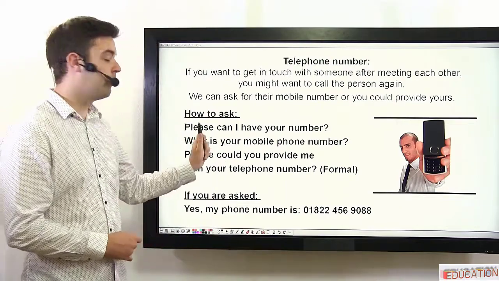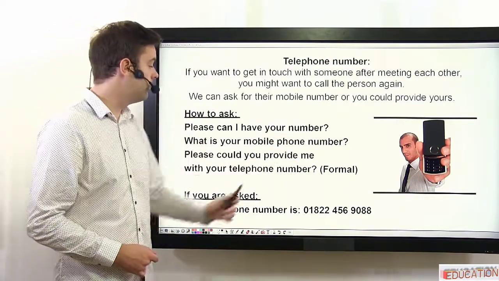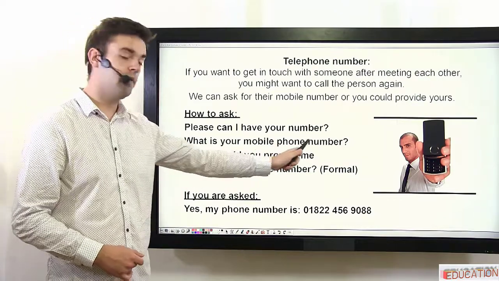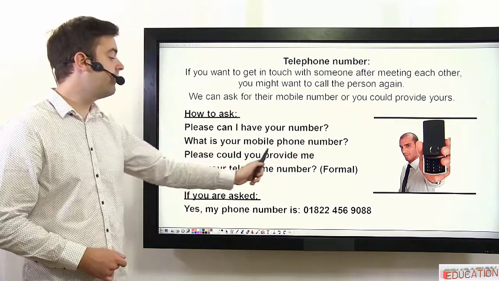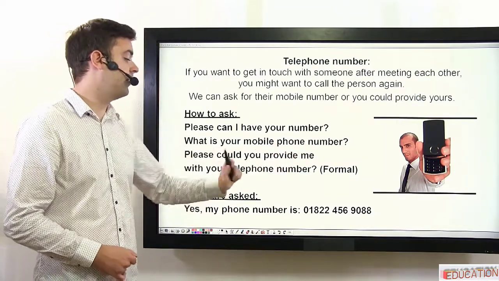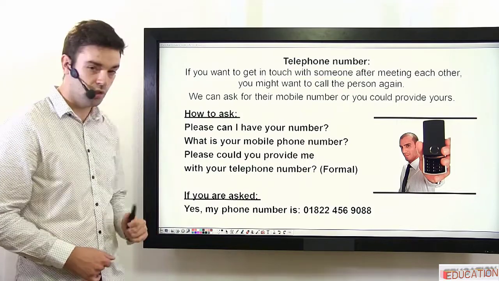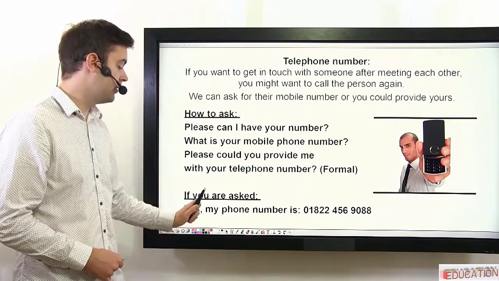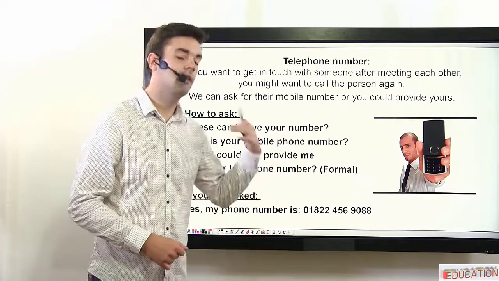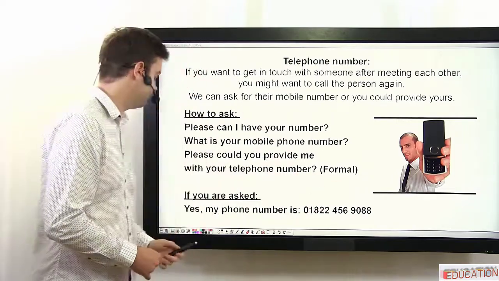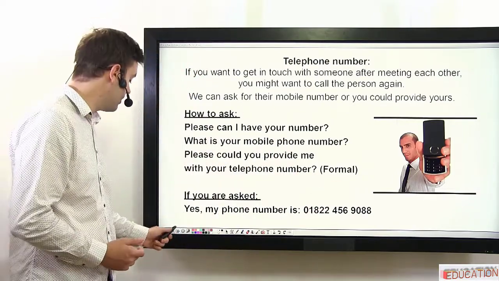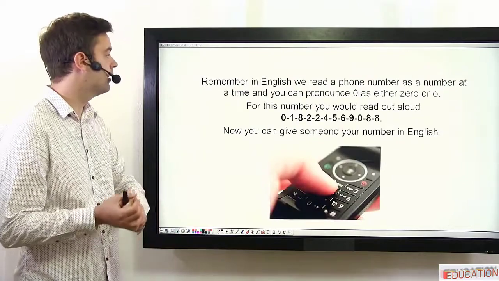So, please can I have your number? What is your mobile phone number? Please could you provide me with your telephone number? And you would reply, yes, my phone number is, and then give it to them. How do you give it to them?